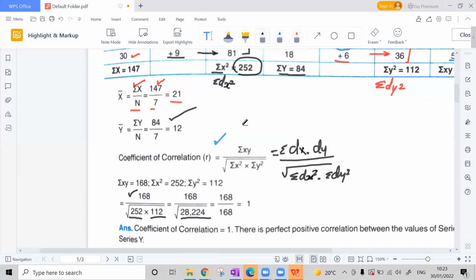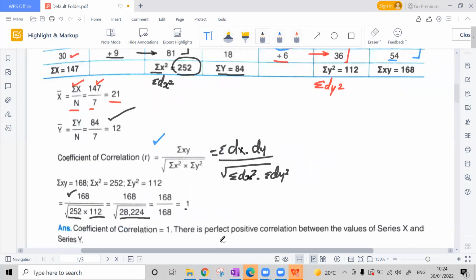So this is your actual mean method, which I want to tell you. Now here the answer, you can see, it is 1. So what is it showing? It is showing a perfect positive correlation.